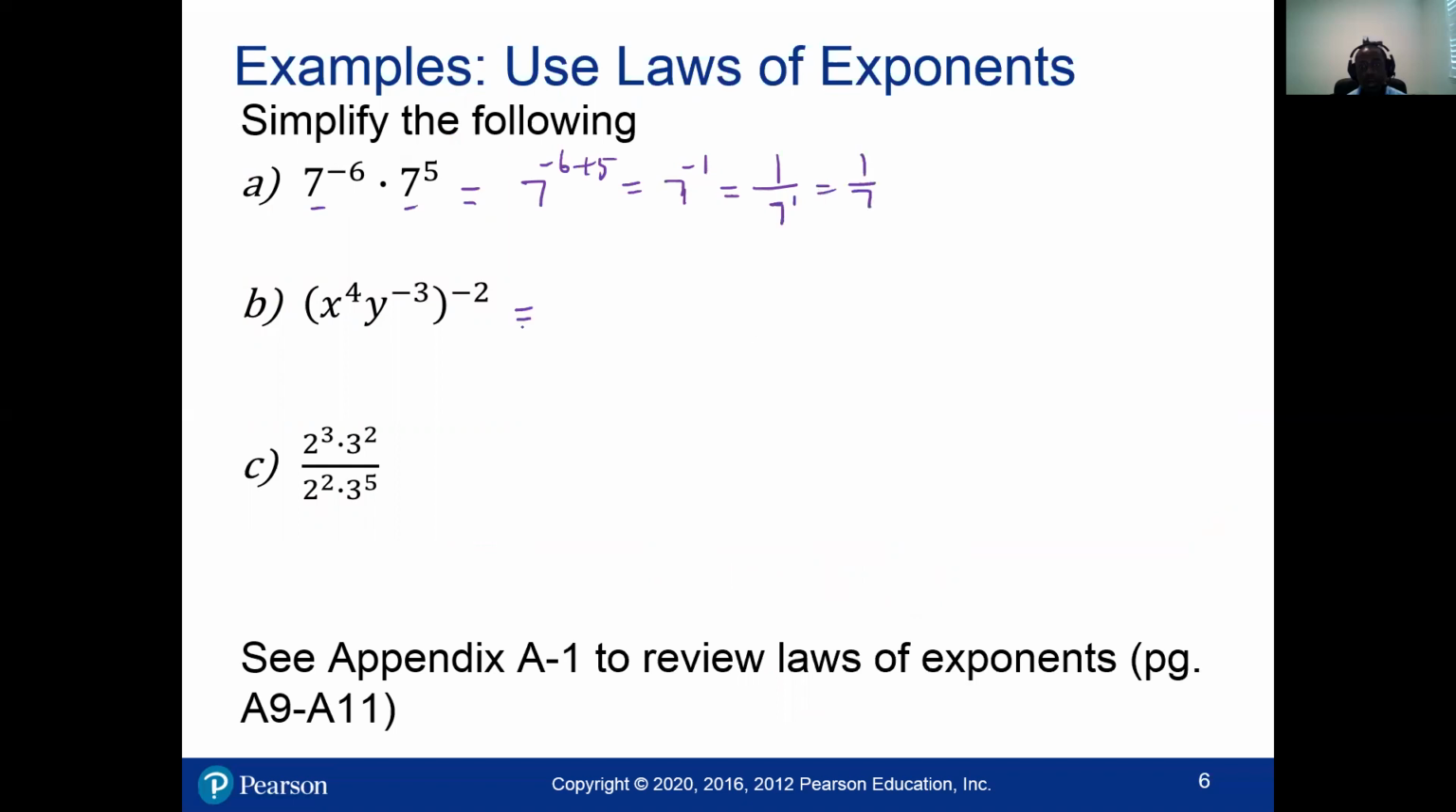Now for part B, we have x and y with different bases, but each of them raised to a certain number.